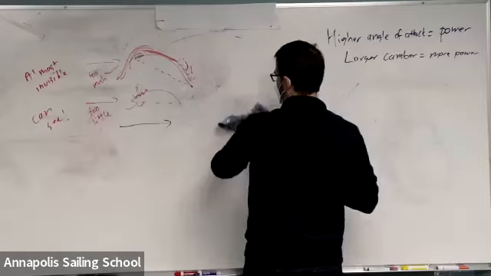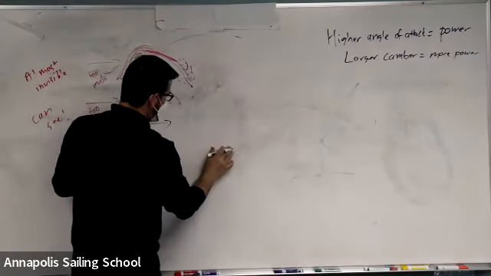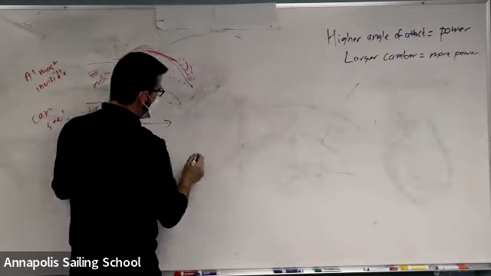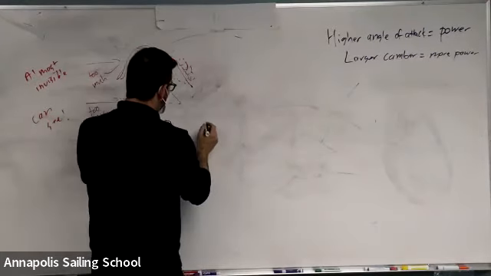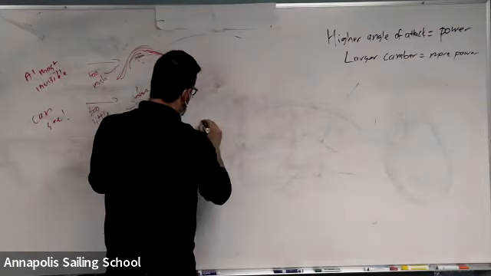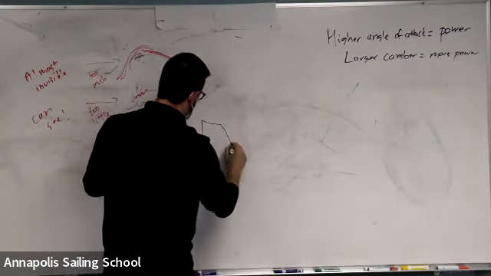From a racing perspective, if you're overpowered, I usually don't ease the jib very much, because normally what I try to do, so the wind is coming this way, our boat is traveling in this direction.